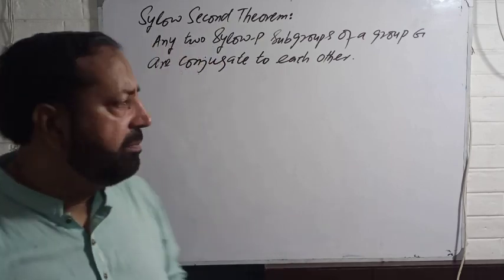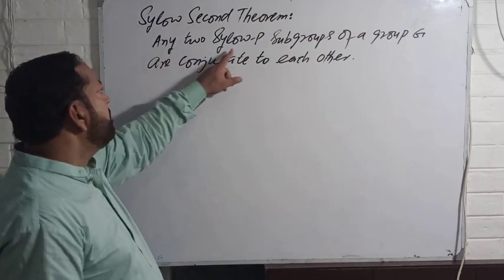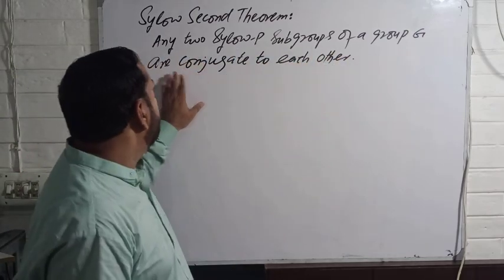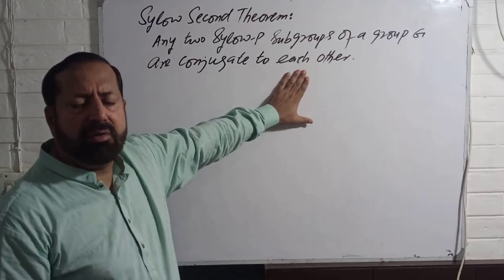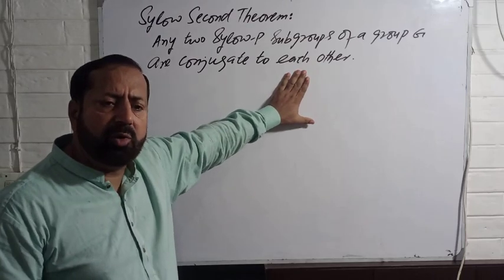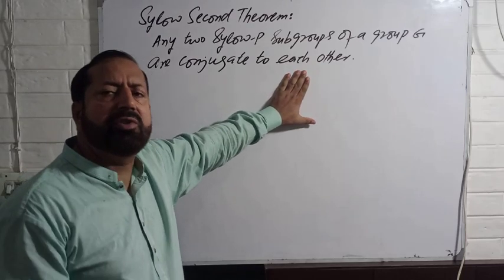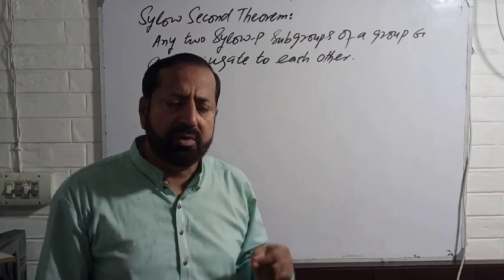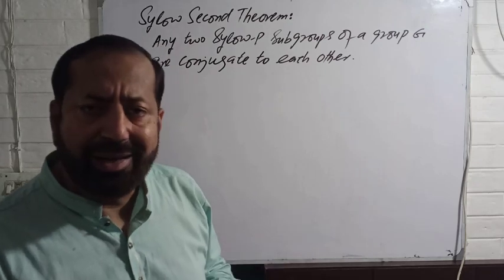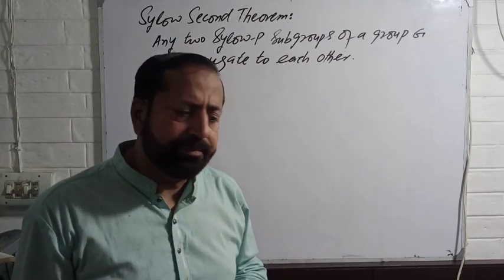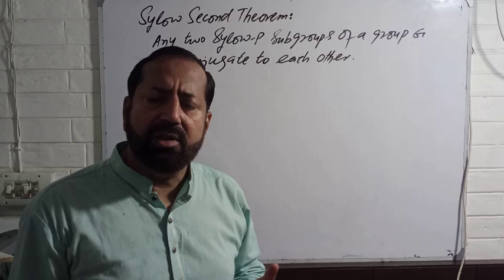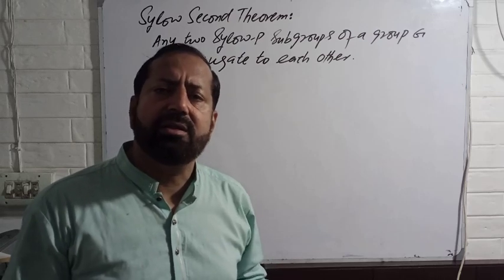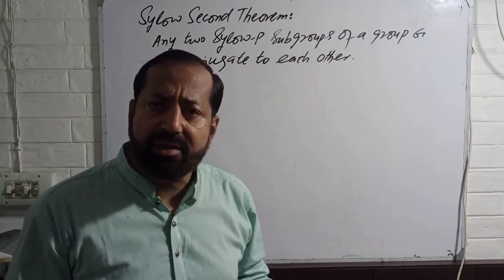So what is that theorem? Any two Sylow P subgroups of a group G are conjugate to each other. You know, any two conjugate subgroups are in fact isomorphic to each other. So you can say also that any two Sylow P subgroups of a group G are isomorphic to each other, right? So suppose you take S3, and you know S3 has order 6.